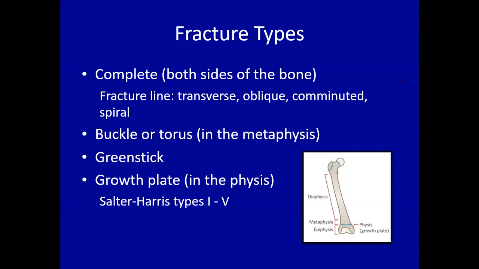A buckle or torus fracture is in the metaphysis. So we want to look at here. This is the metaphysis. This is where that greenstick or torus fracture occurs, and what they'll look like is this little kind of buckle or maybe a ripple. Okay.